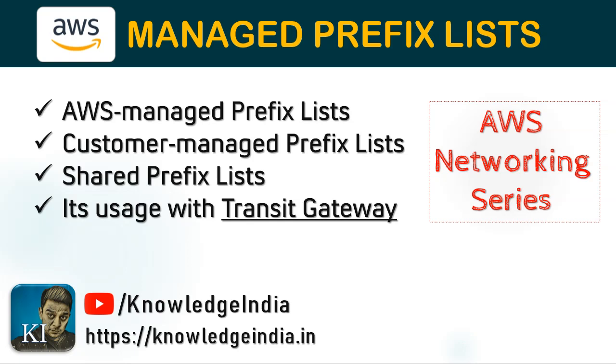In this tutorial, we are going to talk about a new feature from Amazon, which is managed prefix lists. We'll try to understand what all different types of prefix lists are available, and we'll see how it solves one of the limitations which was there with Transit Gateway. So we'll see it from end to end along with the demo.